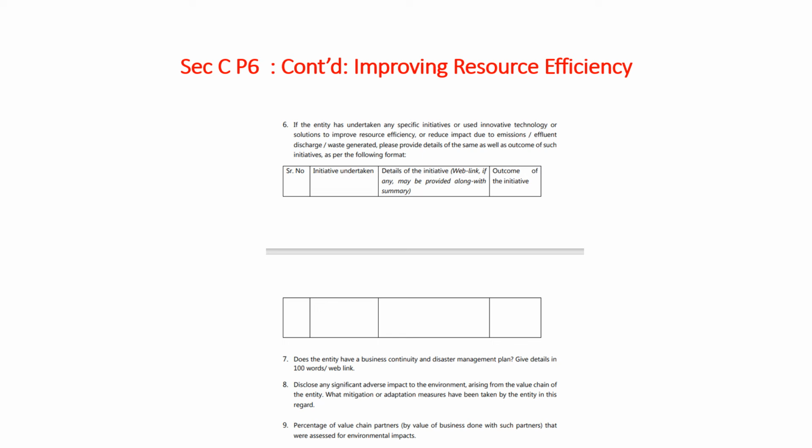Does the entity have a business continuity or a disaster management plan? Please give details. Disclose any significant adverse effect to the environment arising from the value chain of the entity. What mitigation and adaptation measures have been taken by the entity in this regard? And what is the percentage of value chain partners that were assessed for environmental impact?